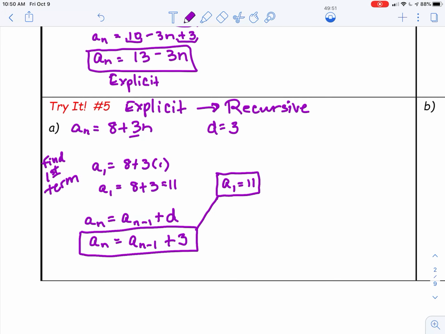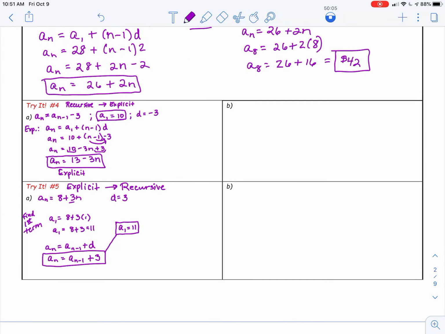Okay, and I want you to attach those because the final answer is putting it into recursive formula, and also the first term is always mentioned when you write the formula. You always have to say what the first term for that formula is going to be. And that, my friends, actually finishes up the lesson. I'm going to leave B for try it number 5 for you. So you're going to go ahead and try that problem on your own.